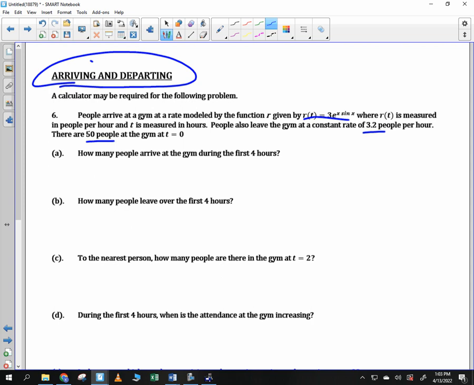It says, how many people arrive? Not how many people are there, but how many people arrive in the gym during the first 4 hours. Any idea how we would try to calculate that? Yeah, integral 0 to 4 of my rate function.